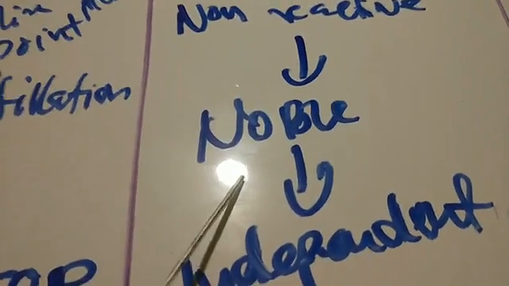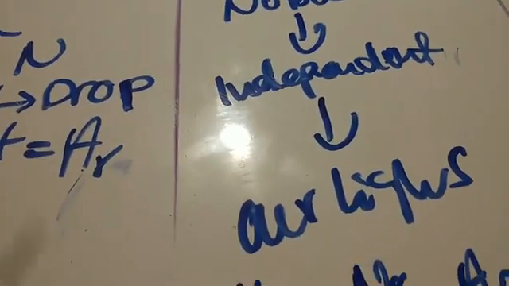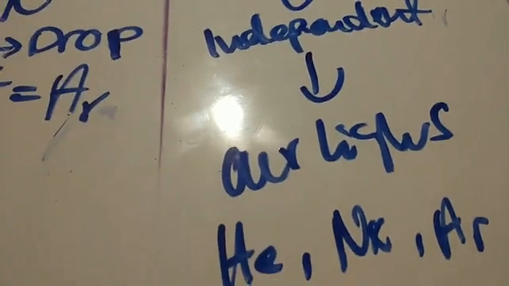It's non-reactive. That is what a noble gas is. It's an independent gas, and all the noble gases, helium, neon, argon, krypton and xenon, form our lights because they are noble, so they are independently giving us the light.